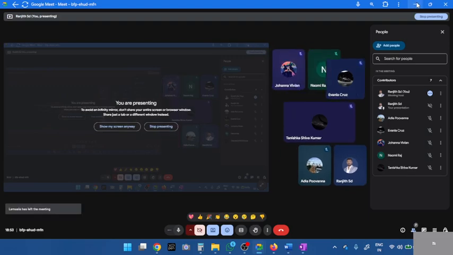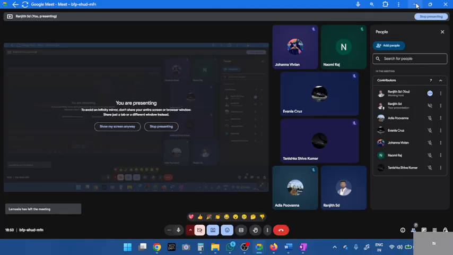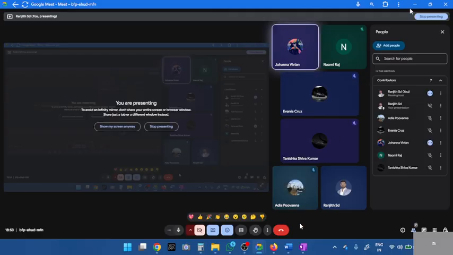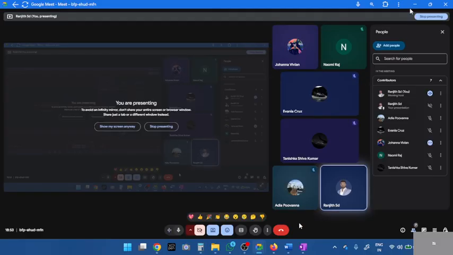No, not changing the screen. Changing, or yes, I've shared the screen. All of you can see the screen.